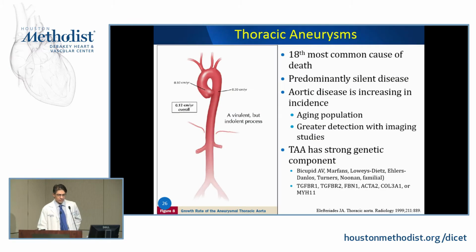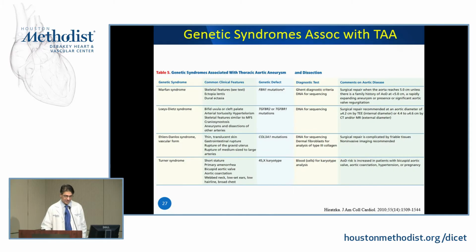So, jumping into aneurysms before we get into the syndromes, this is a silent disease. It's becoming more and more common with all the imaging that we're doing. And thoracic aortic aneurysms have a very strong genetic component. That's one thing I'd like to point out from this talk. And these are all the genetic diseases that affect the thoracic aorta.